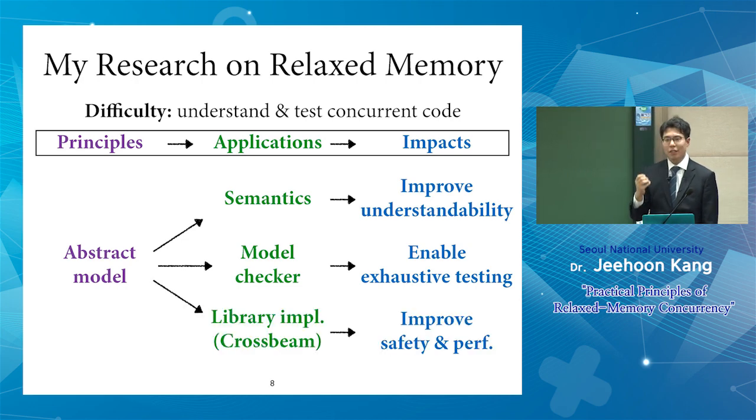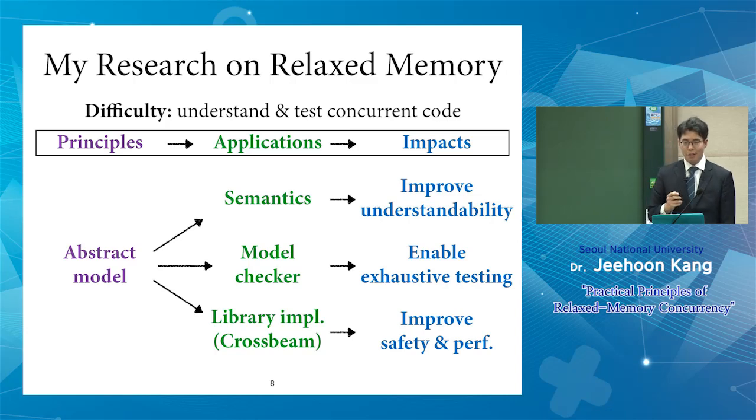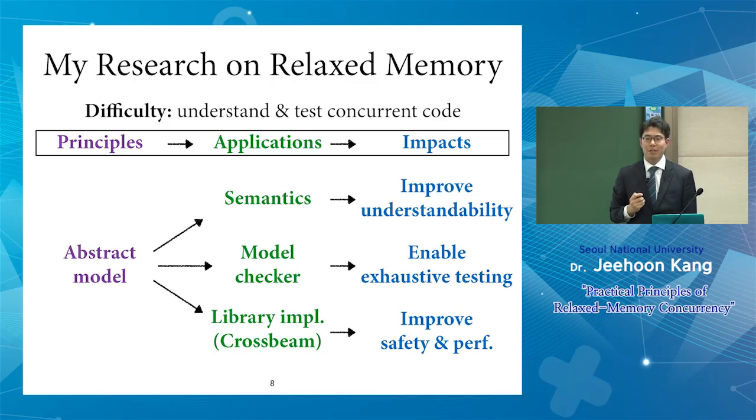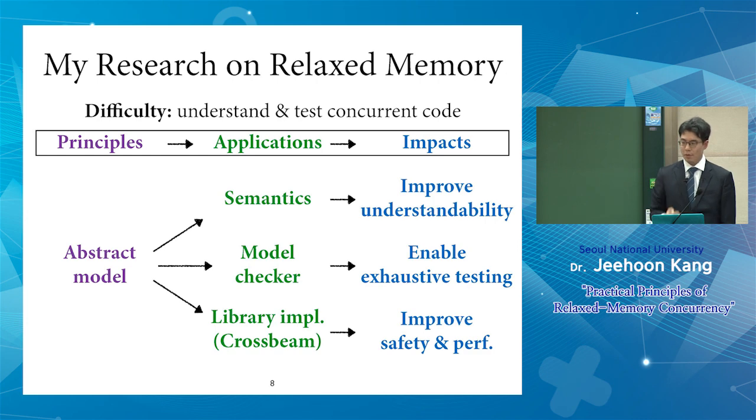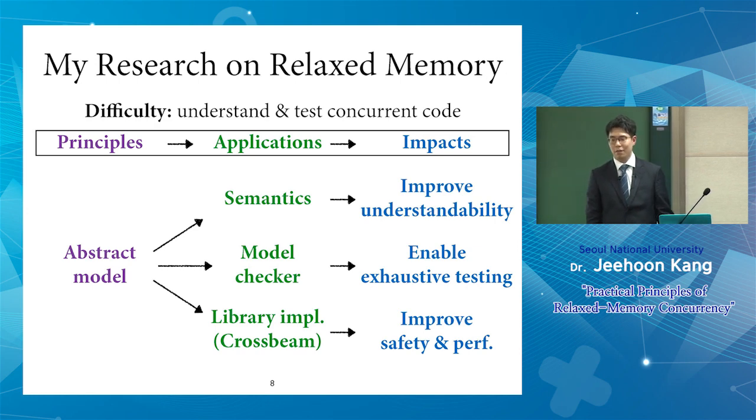Furthermore, based on understanding of the relaxed behavior, I contributed to the implementation of a library, which is called the Crossbeam library. As a consequence, I could improve the safety and performance of Crossbeam significantly. As a consequence, it is now shipped in Mozilla Firefox browser. So what is that library? The Crossbeam library is a concurrency library that has many lock-free data structures and the garbage collector. Written in Rust. And this major application is Firefox, basically.